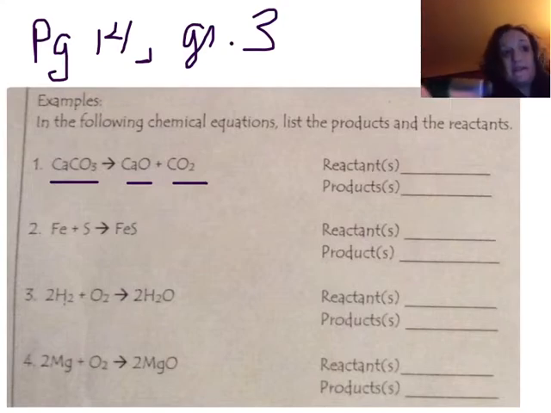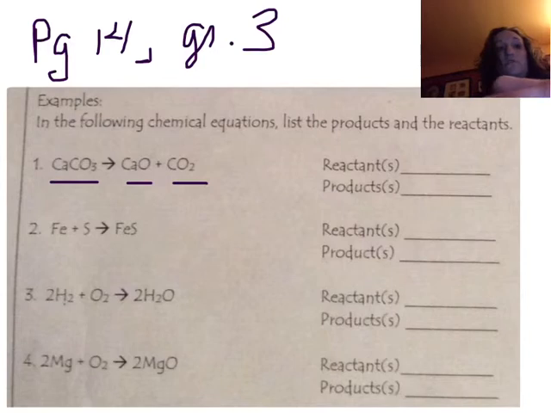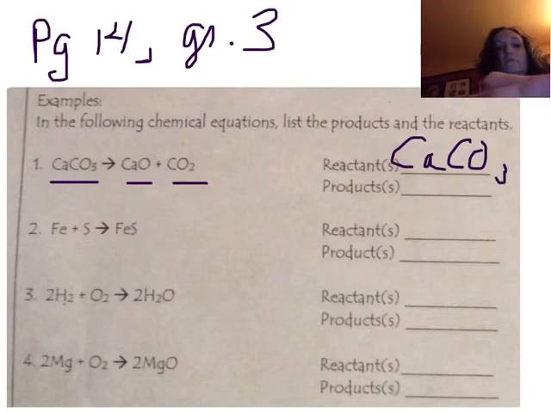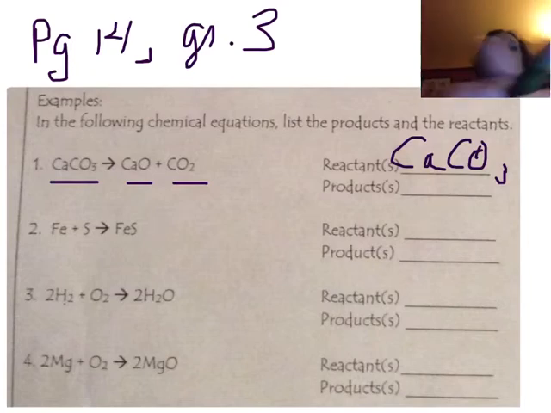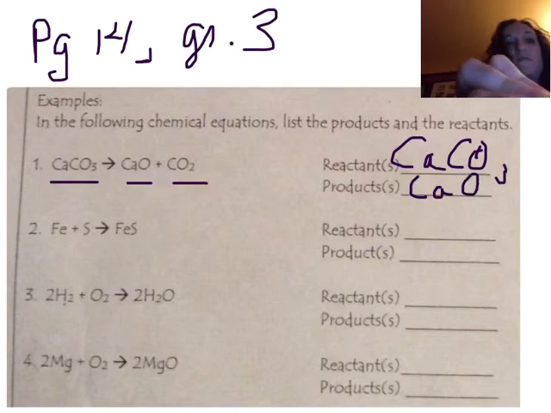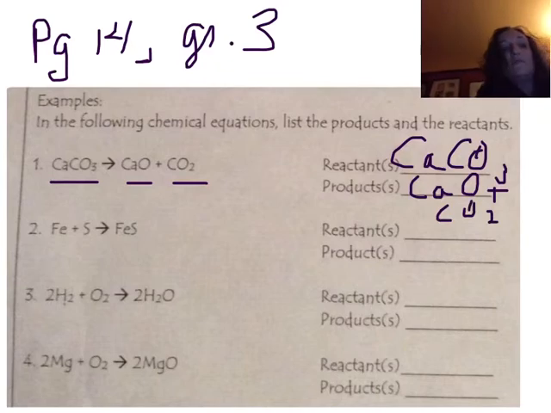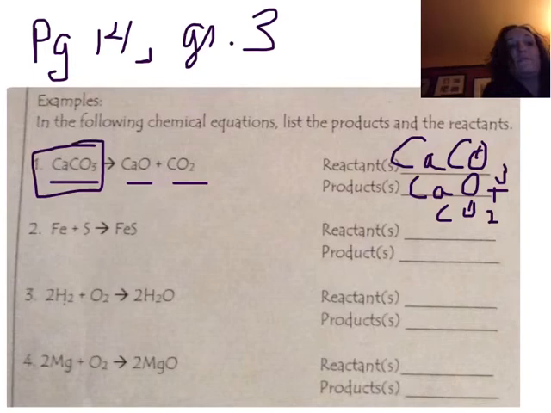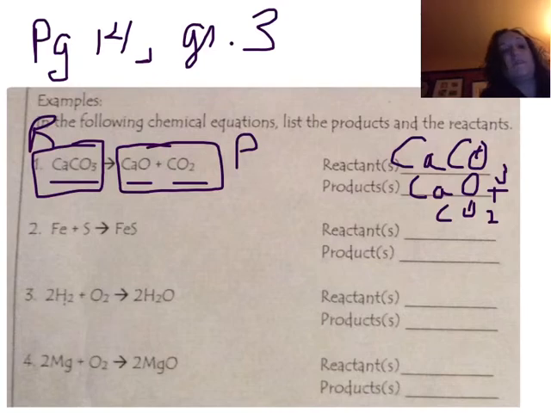So the reactants are on the left-hand side of the arrow. So those are the ingredients. So this would be CaCO3. I'm sorry about my pen. The products are CaO plus CO2. So that's pretty easy. Again, you just have the left side is the reactant and the right side is the product. That's all. And that's all, folks, for that one.